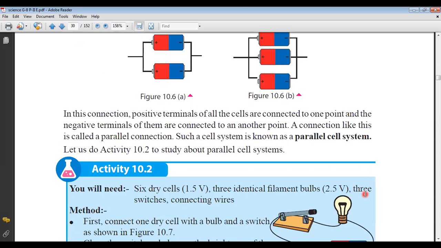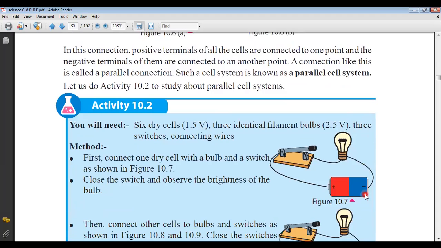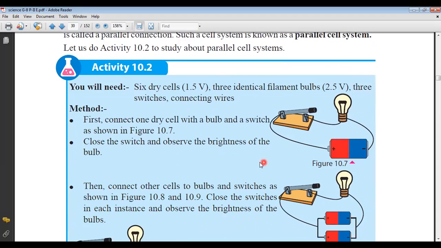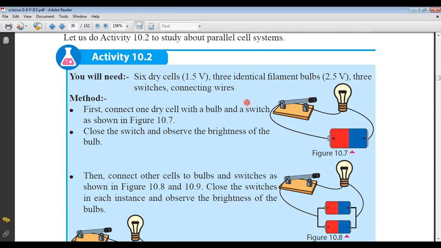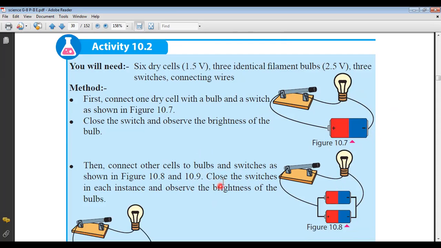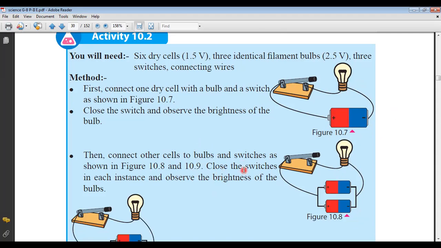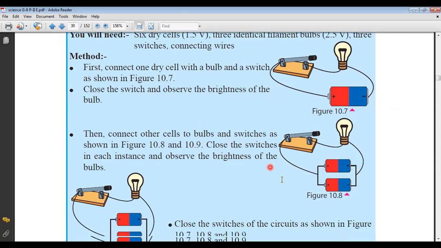Let us do activity 10.2 to study the parallel cell system. You need 6 dry cells, 3 identical filament bulbs, 3 switches and connecting wires. First connect one dry cell with a bulb and a switch. Close the switch and observe the brightness of the bulb. Then connect the other cells to the two bulbs and switches as shown in figures 10.8 and 10.9.